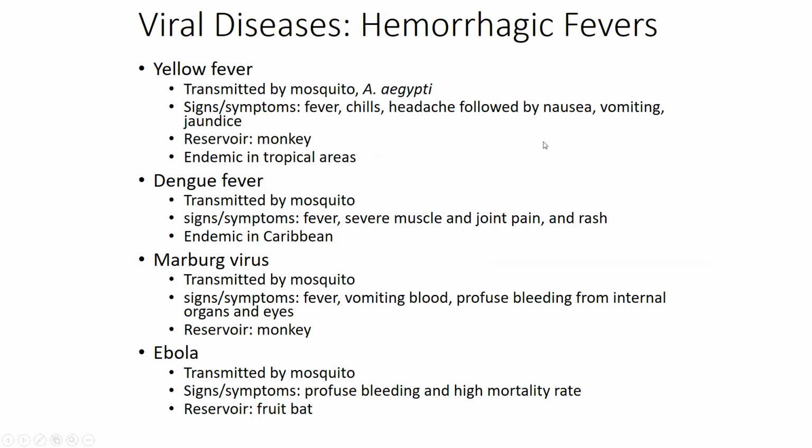The next topic in this chapter are hemorrhagic fevers. Hemorrhagic fevers are going to all be transmitted by mosquito bites. The mosquito bite will then infect and put the virus inside of the human's bloodstream, leading to kind of a wide variety, but typically because they're hemorrhagic fevers, it's going to lead to some sort of excessive bleeding. That's where the hemorrhaging term comes from. The one that has been in the news most recently is Ebola.